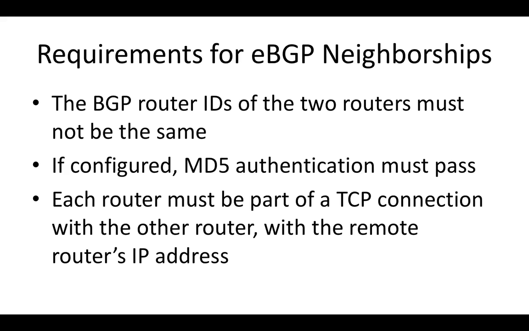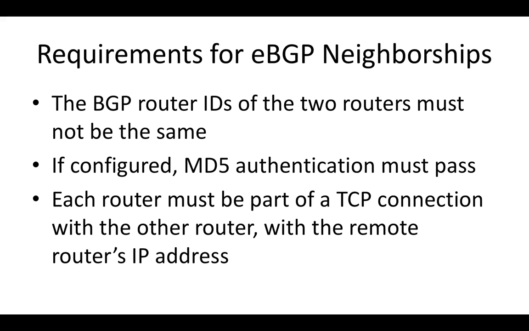And each of those routers must be part of a TCP connection with the other router using that remote IP address. So you have to be able to ping it or communicate with it some way over TCP. And we can see that's evident because these route updates exchange over TCP 179. So pretty fundamental. If we don't have that TCP port there, those routers will never talk to each other.